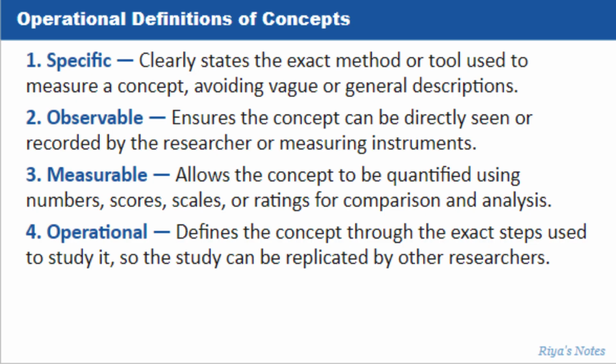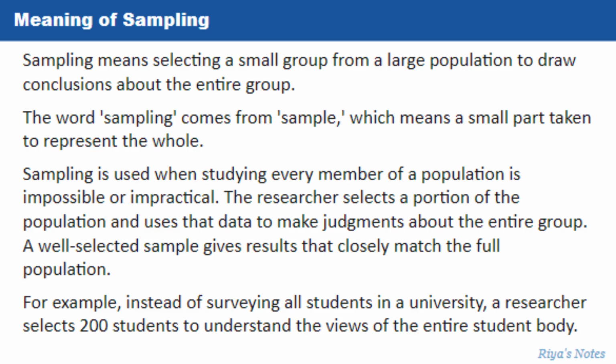3. Measurable allows the concept to be quantified using numbers, scores, scales, or ratings for comparison and analysis. 4. Operational defines the concept through the exact steps used to study it, so the study can be replicated by other researchers. Meaning of sampling.